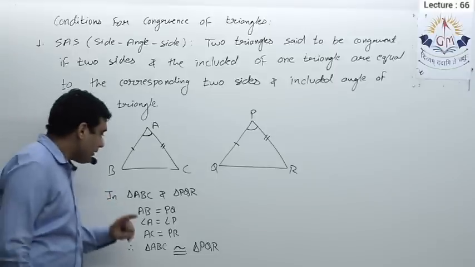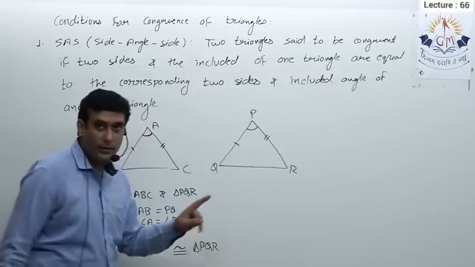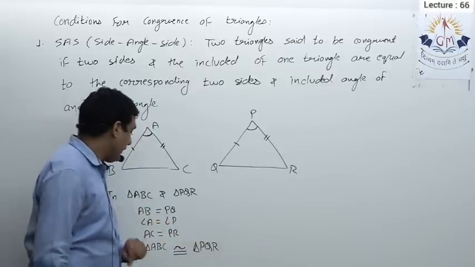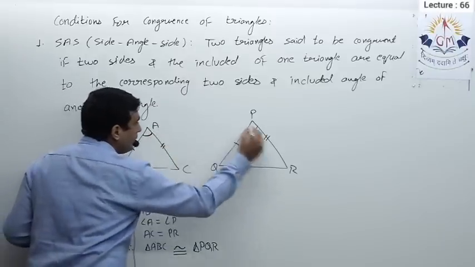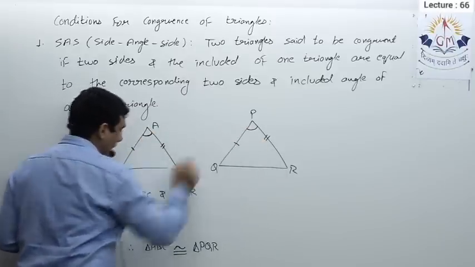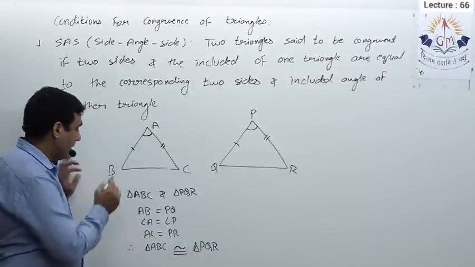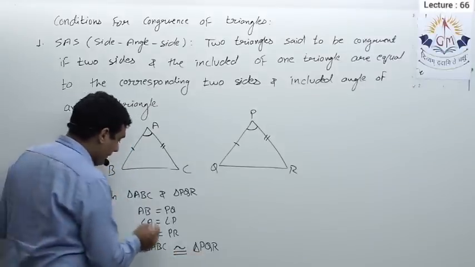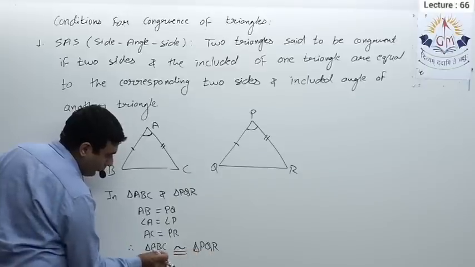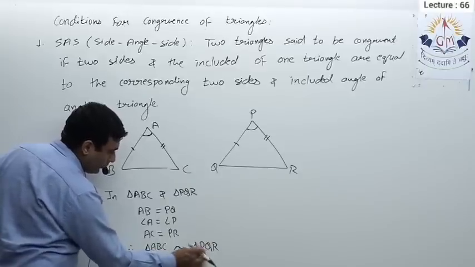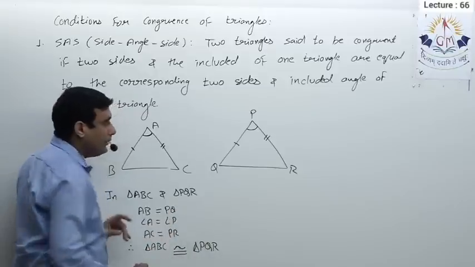As we discussed in our last lecture, the order of these vertices is very important. See, here AB equal to PQ, AC equal to PR and angle A equal to angle P. So I wrote ABC is congruent to PQR. Now you can see that AB is equal to PQ, BC is equal to QR, and angle A is equal to angle P.